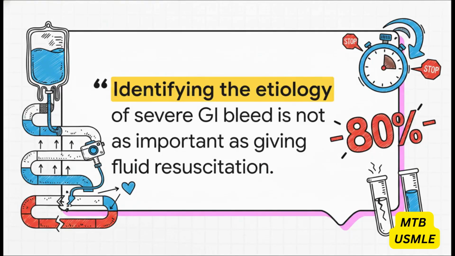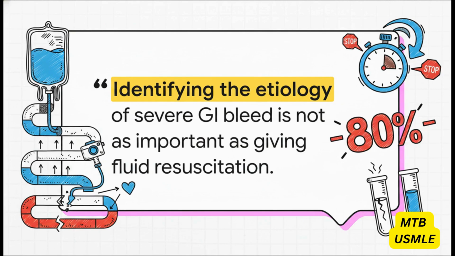Which actually leads us to a bit of a paradox in medical investigation. Identifying the exact source of a severe GI bleed is actually not your first priority. I know, right? Your absolute first priority is keeping the patient alive. 80% of GI bleeds will stop completely spontaneously if we just immediately prioritize rapid fluid resuscitation with high volumes of normal saline or Ringer's lactate. You basically have to fill the pipes back up with fluid before you start sending cameras down to find the leak.